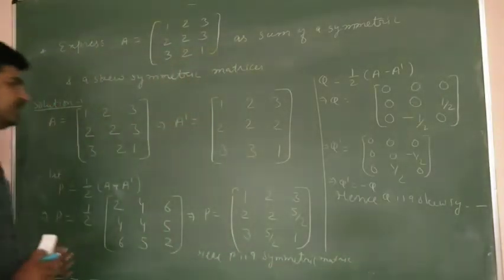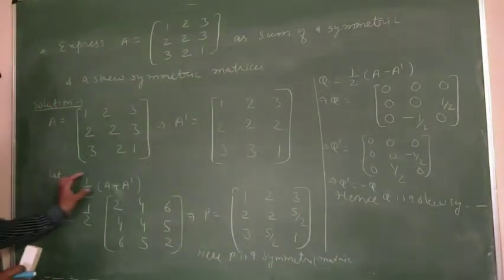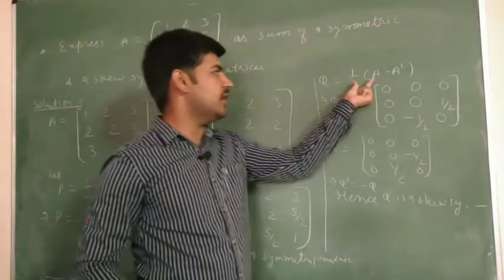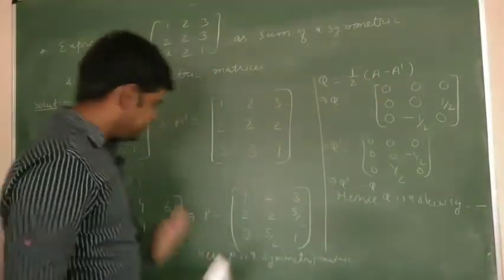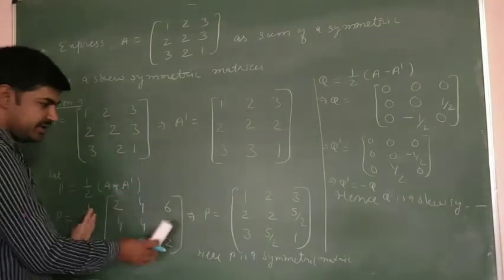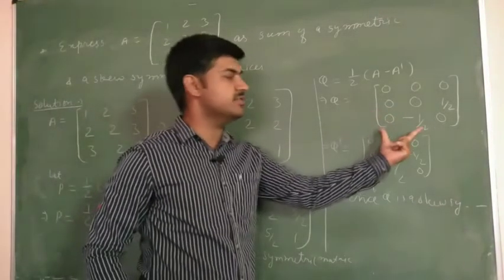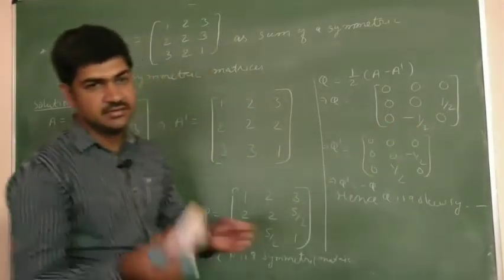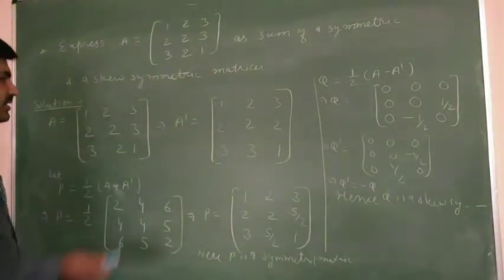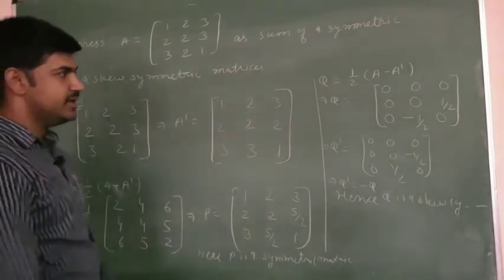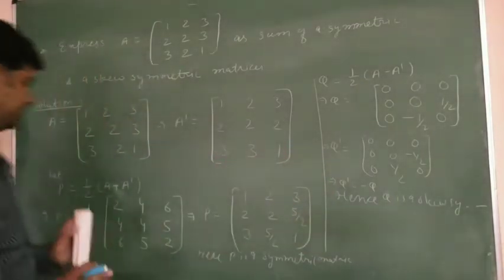We have found two matrices, students. The first one is P is equal to half of A plus A dash, and the second one is Q is equal to half of A minus A dash. The first one, P, is a symmetric matrix, and the second one, Q, is a skew symmetric matrix. At last we just have to verify that the sum of P and Q is equal to A only.